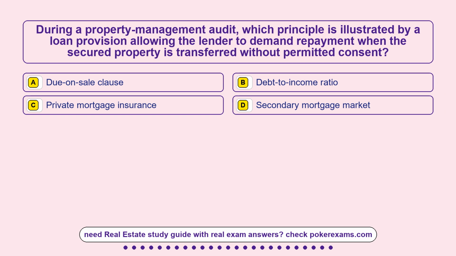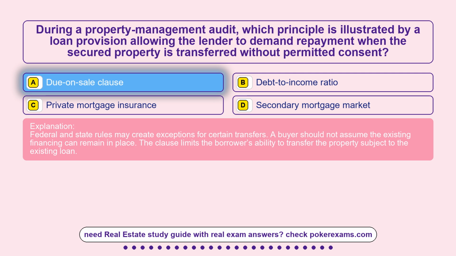Question 22. During a property-management audit, which principle is illustrated by a loan provision allowing the lender to demand repayment when the secured property is transferred without permitted consent? Option A, a due-on-sale clause. Option B, debt-to-income ratio. Option C, private mortgage insurance. Option D, secondary mortgage market. The correct answer is option A, due-on-sale clause.